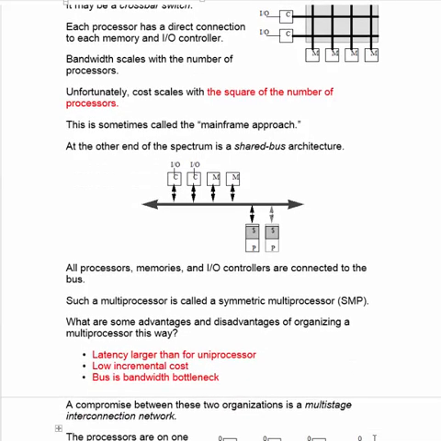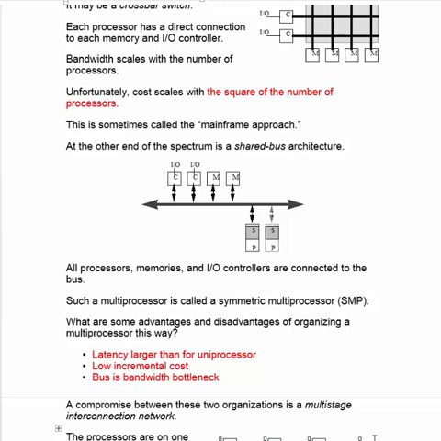The latency will be larger than for a uniprocessor because any memory reference needs to transit the bus, and in order to get to the bus, it's got to arbitrate for the bus. But of course, you can add devices by simply attaching them to the bus. You don't have to expand the switch the way you did with a crossbar switch. And then the bus becomes a bandwidth bottleneck as you add more and more devices.